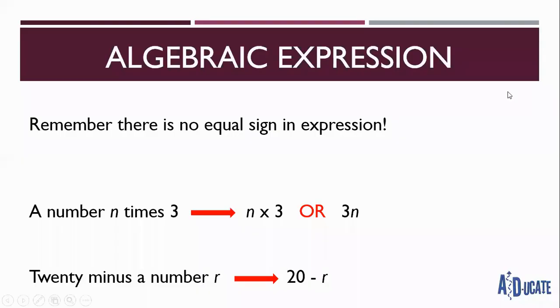Now that we know that algebra is about putting a letter in place of a number we don't know, let's now look at algebraic expressions. Remember that there is no equal sign in expressions. Like a number n times 3, because we don't know what n is, would be n times 3 or 3n. Or like 20 minus a number r, we don't know what r is, so I just say 20 take away r.